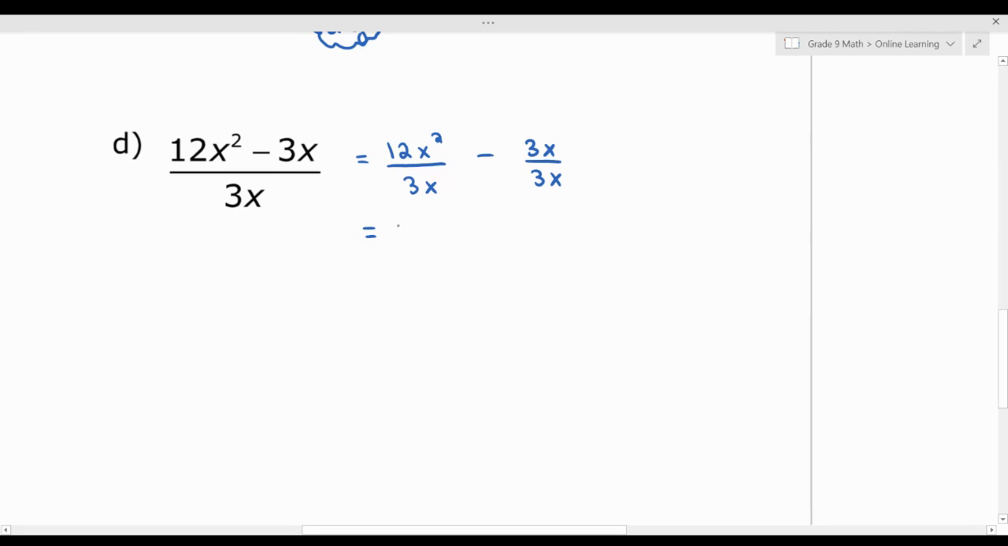So 12 divided by 3 is 4. And then I have x to the power 2 on top divided by x. So if you think about it, 2 minus 1, I'm going to get x to the power of 1. I don't need to write the 1. And then be careful, this is why I included this question.